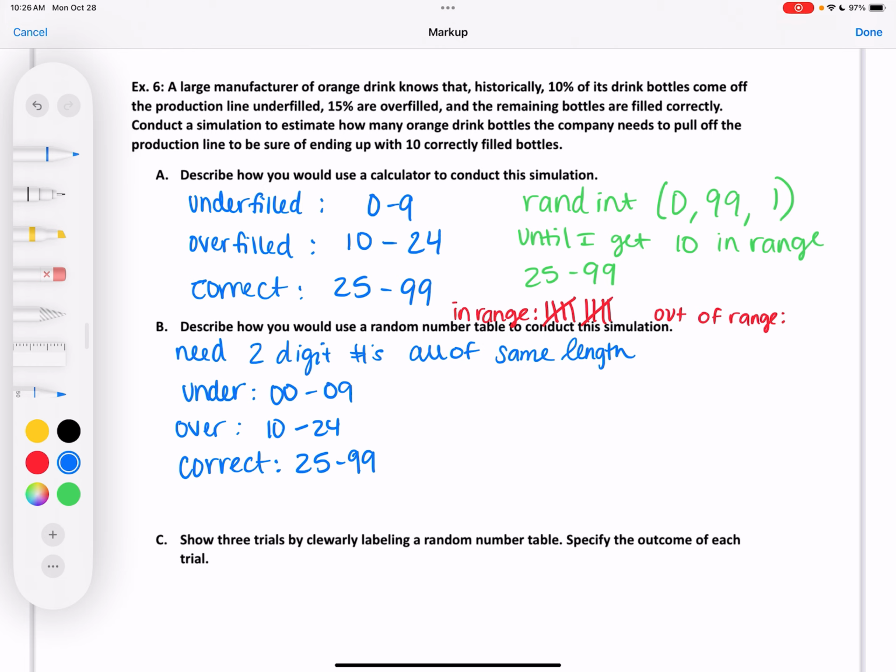And then as far as using the table, what we would specifically have to do is start at the first 2-digit number and go across until you have 10 correctly filled bottles.